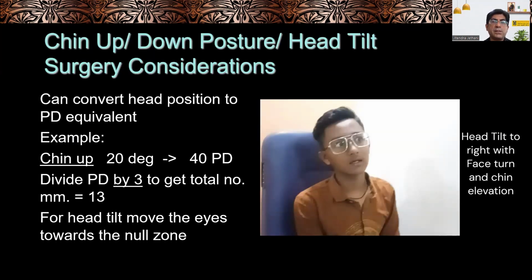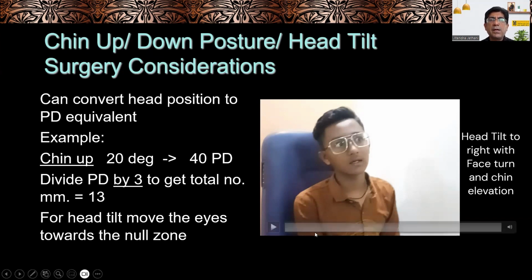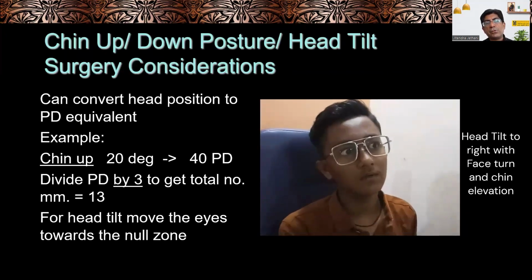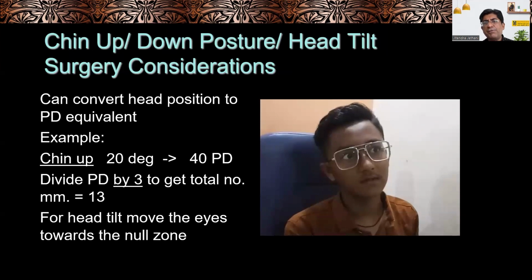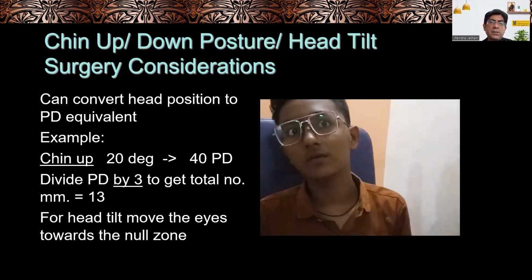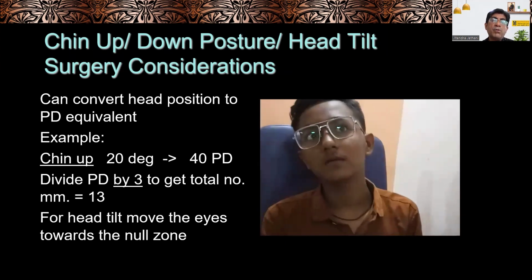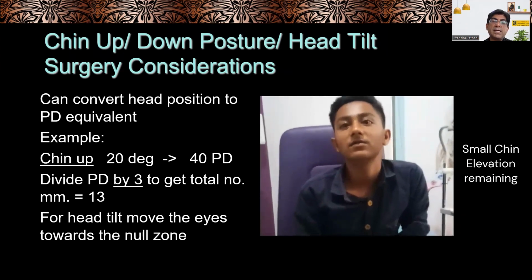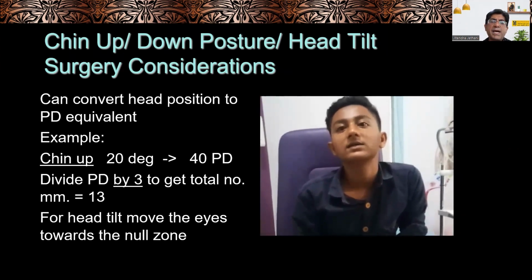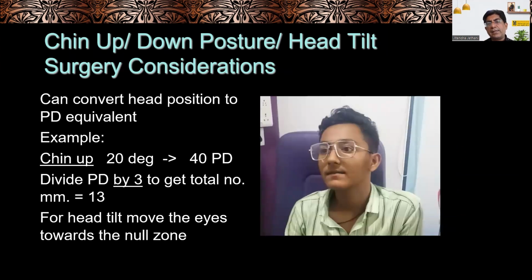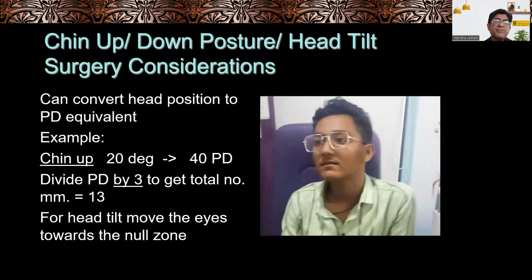Now, this is one of the patients where you can see it was a complicated case. Basically, the patient had a head tilt to the right with a face turn to the right. So you have to manage the face turn. Along with that, you have to look for the torsion and chin elevation. In this patient, we could not manage the chin elevation, but we could manage his horizontal deviation and head tilt, which was prominent. This is after 1 month.